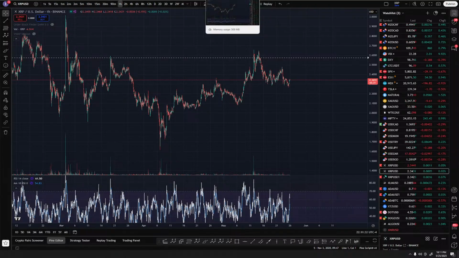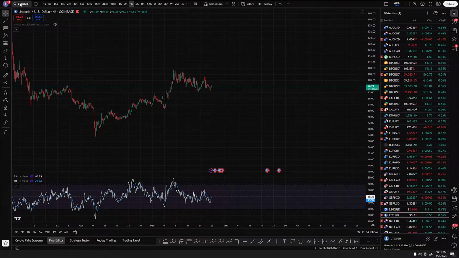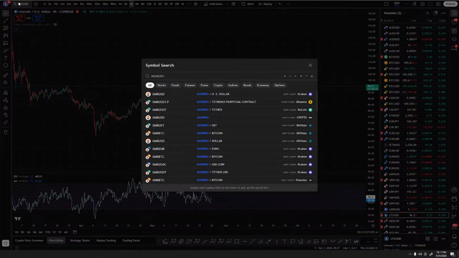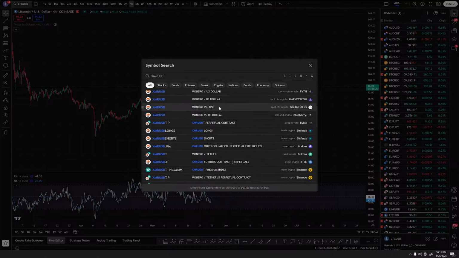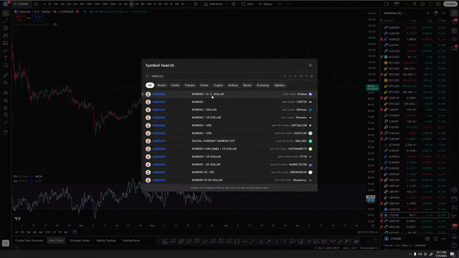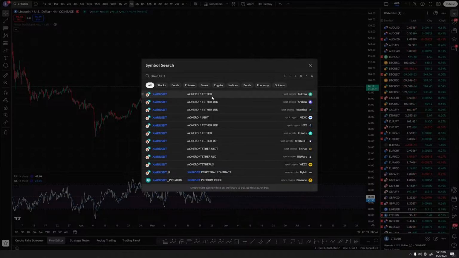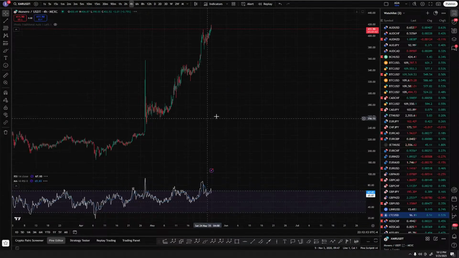Let's look at Monero next. Monero. Does Coinbase have XMR? I don't see Coinbase. Doesn't look like it's on Coinbase. So let's just use, I don't know what chart is best. Let's try USDT. Let's do XC. Why not?